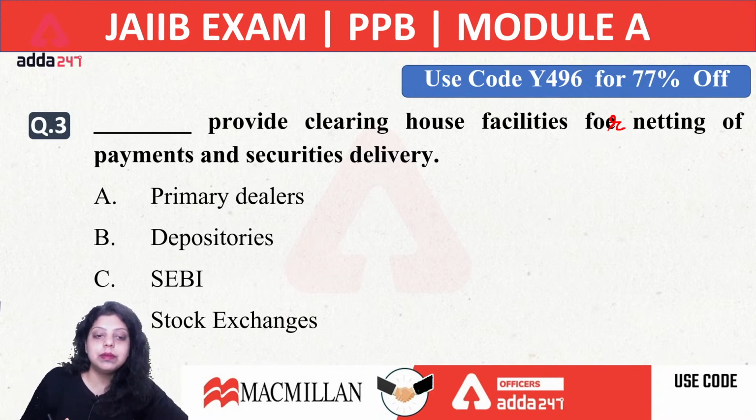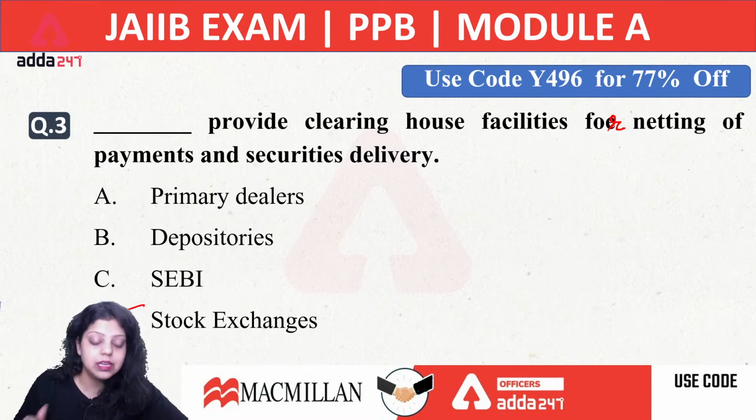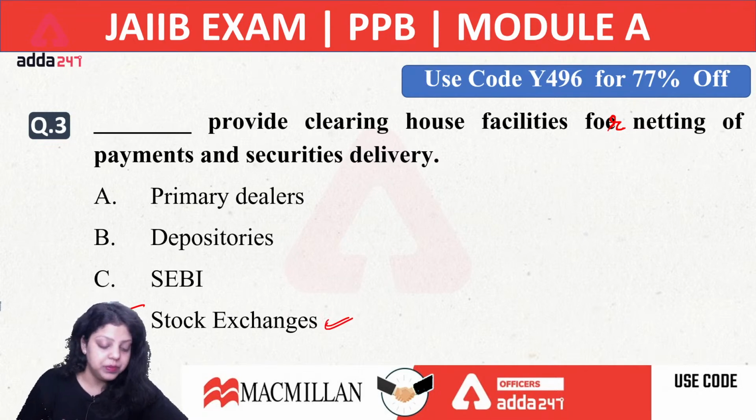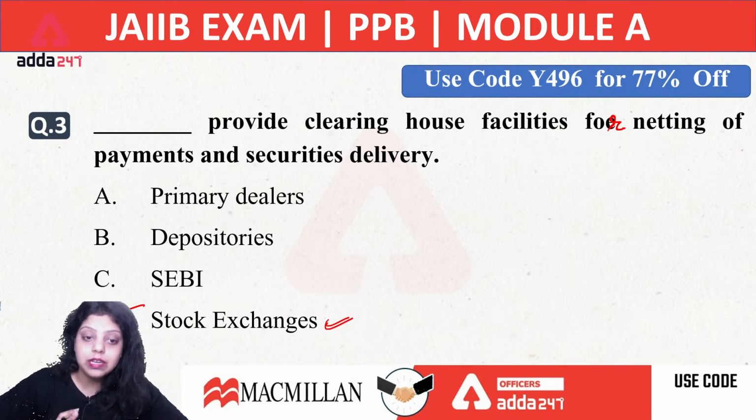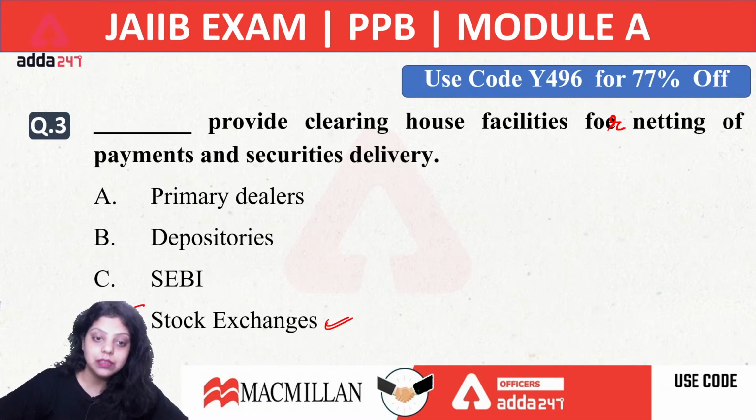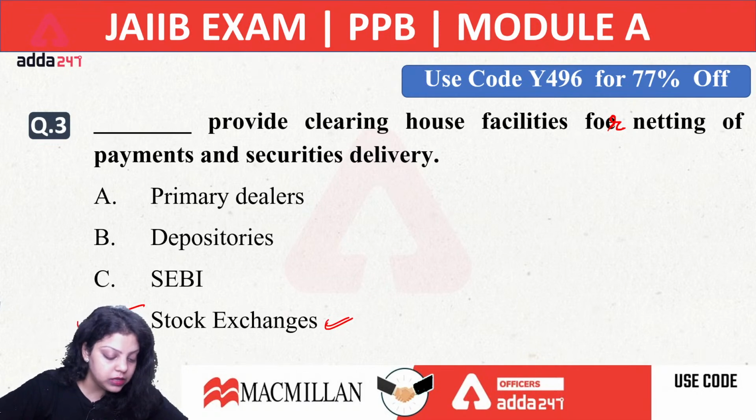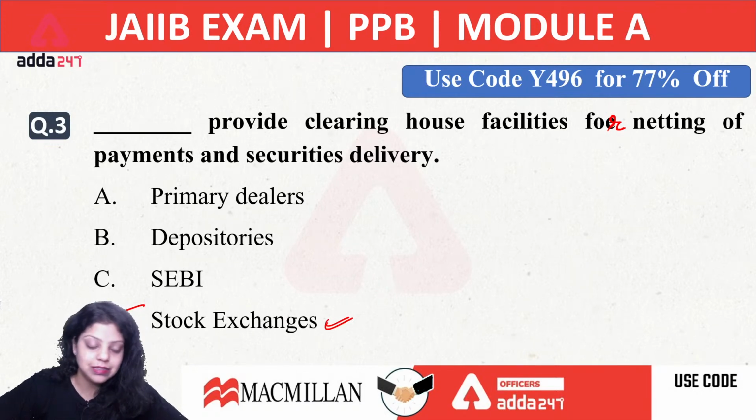No, it's not CAIIB, it is a stock exchange. A stock exchange, BSE, NSE provides us the clearinghouse facility for netting of the payment and security deposit, not C. The right answer will be D, that is a stock exchange. CAIIB is the regulatory body. The selling and purchasing of security take place on a platform that is provided by stock exchange, that is BSE and NSE. So the right answer will be your D option, that is a stock exchange, not a CAIIB.